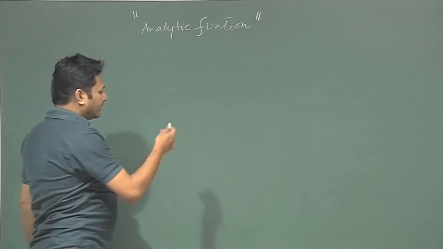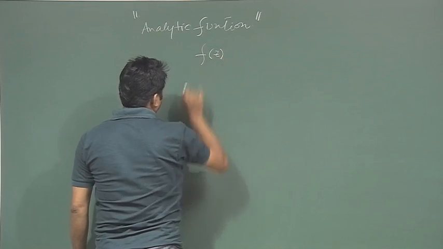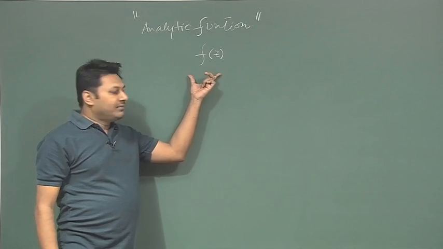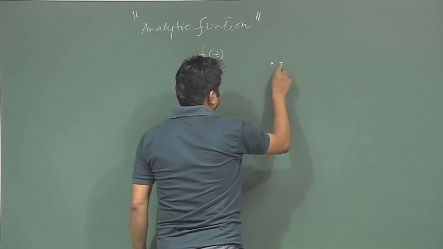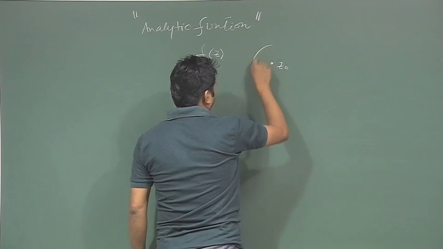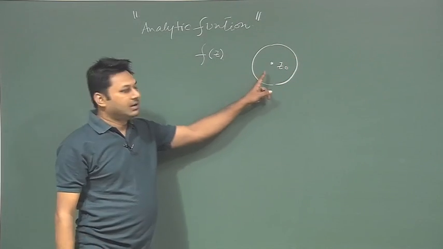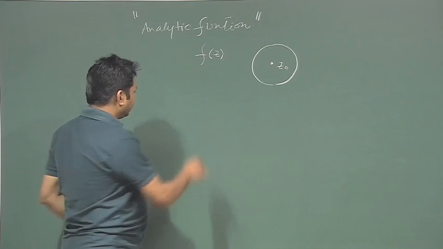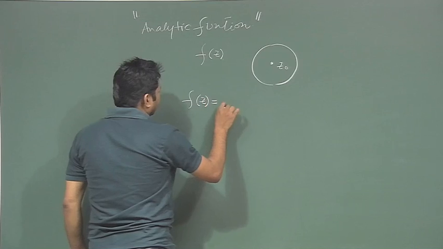In the previous class we started a very important concept of complex analysis, the analytic function. An analytic function is some function f(z) that, as I mentioned last day, should have a derivative at some point z0 and also in some neighborhood of z0. We also gave an example like e to the power z.